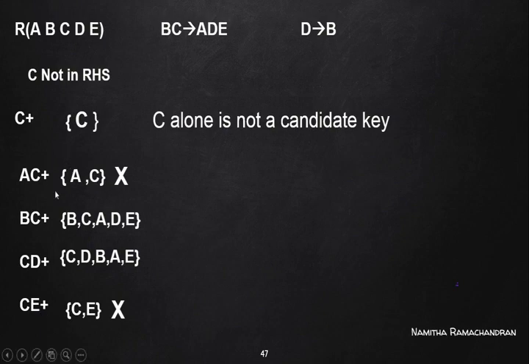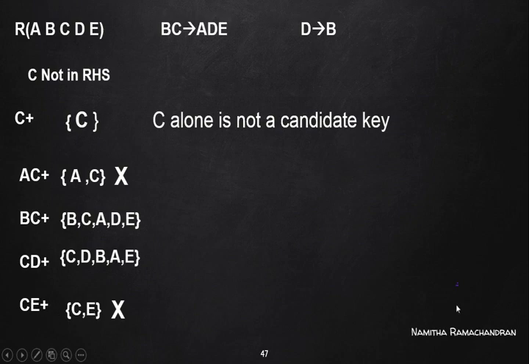Without deriving the closure set, we can directly conclude CE alone cannot be a candidate key. But for BC and CD, there may be a candidate key. Okay, they may be candidate keys. So we need to derive the closure set first, then conclude whether it is a candidate key or not. But in case of AC and CE, we don't want to derive the closure set. Without deriving it, we can directly say AC alone cannot be a candidate key. CE alone cannot be a candidate key.